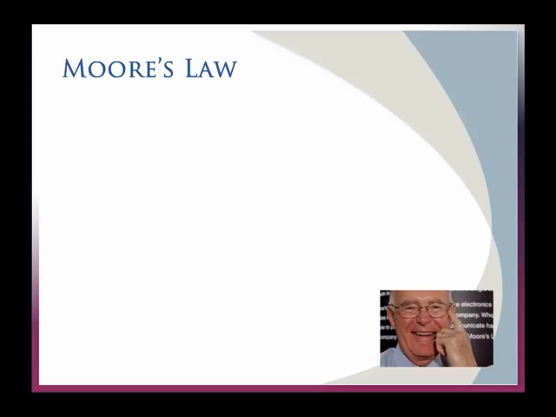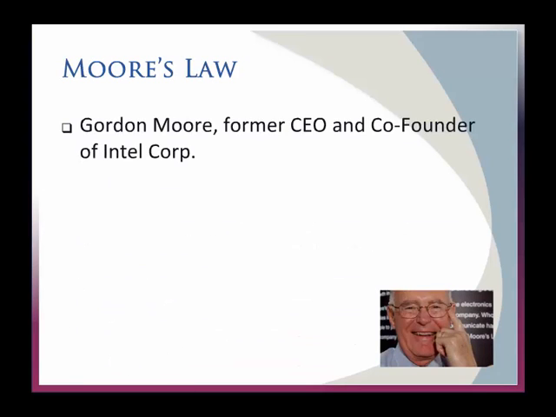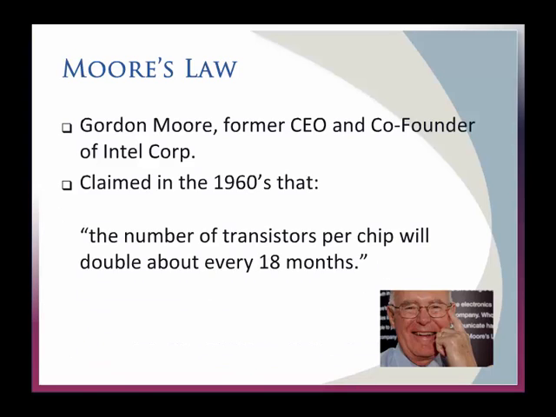So we're going to start with a law that everybody thinks they know well, which is Moore's Law, developed by Gordon Moore, former CEO and co-founder of Intel Corporation. But it might not be exactly what you thought it was, but you're close. He claimed in the 60s that the number of transistors per chip will double about every 18 months. Now, you probably thought it was that the speed of the CPU was going to double every 18 months. Of course, the fact that the speed of the CPU and the number of transistors are related to each other means that you're still right, but that isn't exactly what he said.